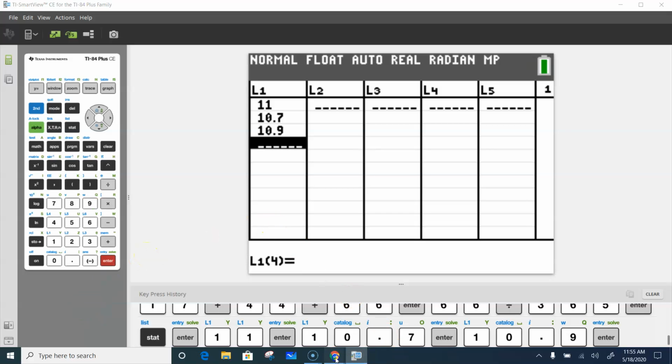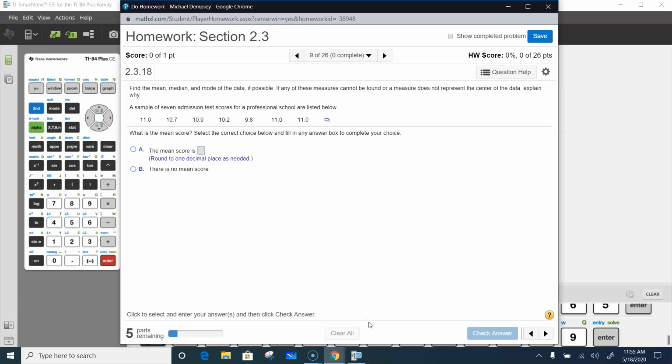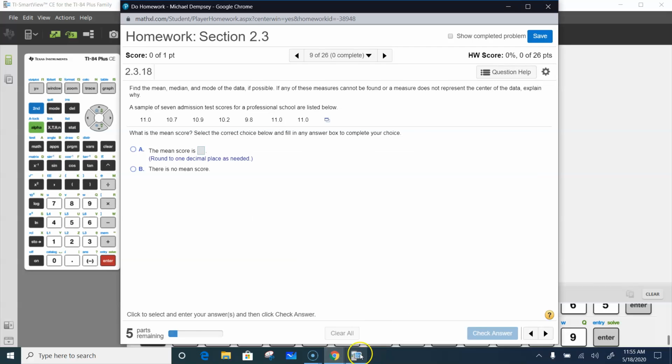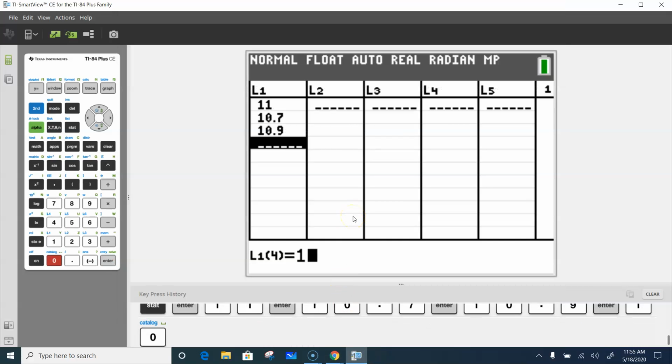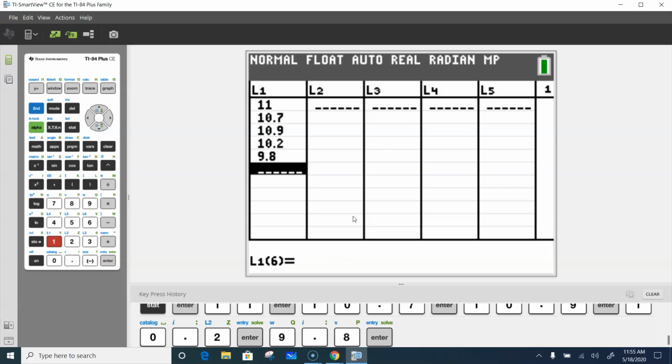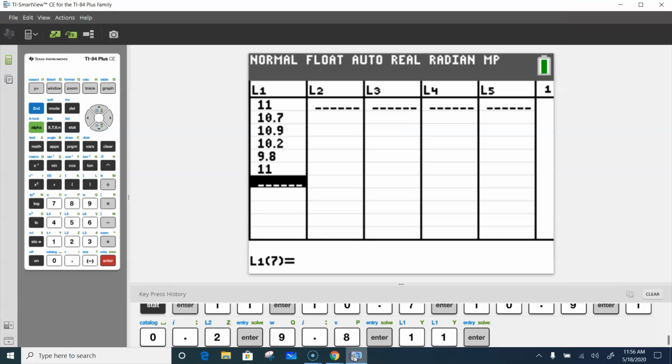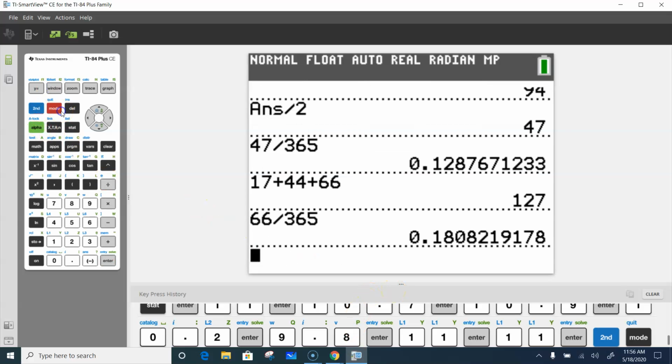Okay, and then 10.2, 9.8, and 11 again. Okay, so 10.2, 9.8, and 11. Make sure I get those numbers right. And then another 11. One more 11 in there. Okay, if I get one number wrong, it's going to throw everything off. So you can hit second mode and quit out of there.